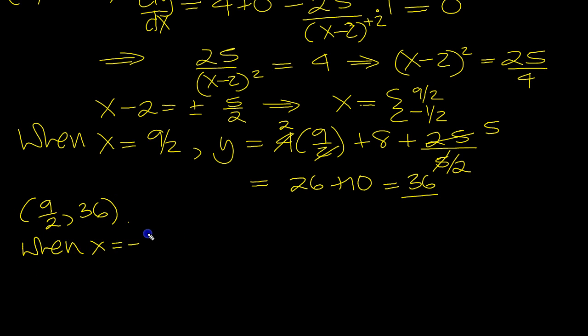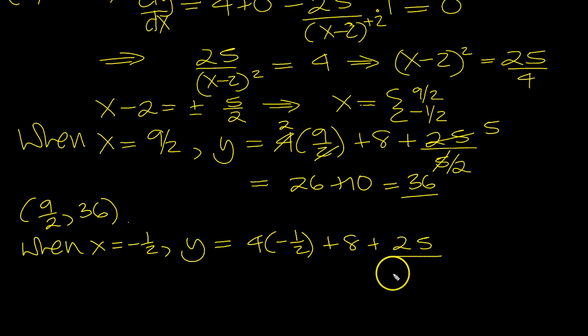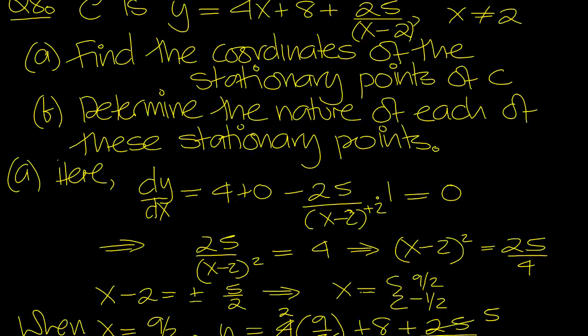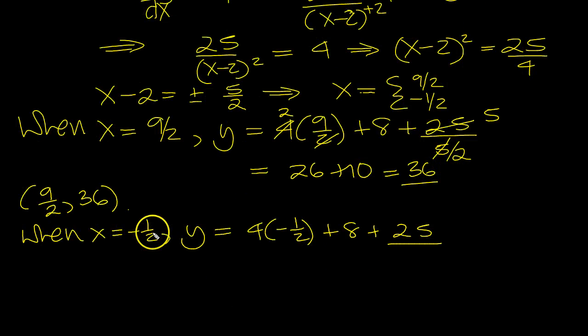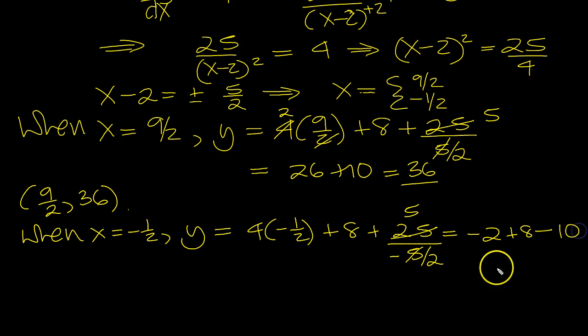When x is equal to minus 1/2, y is equal to 4x plus 8 plus 25 over (x - 2). Let's have a look here. Minus 1/2 minus 2 is minus 5 over 2. So this is equal to minus 2 here, plus 8. 5 will go into the 25 5 times. There's a minus here, and 2 5s are 10. So that's equal to minus 10 minus 2 is minus 12, plus 8 is minus 4. So (minus 1/2, minus 4) is the other turning point.